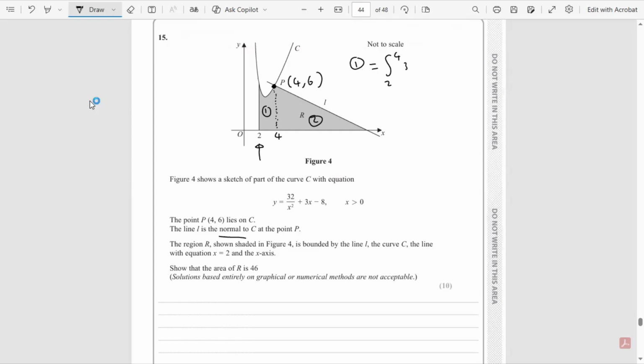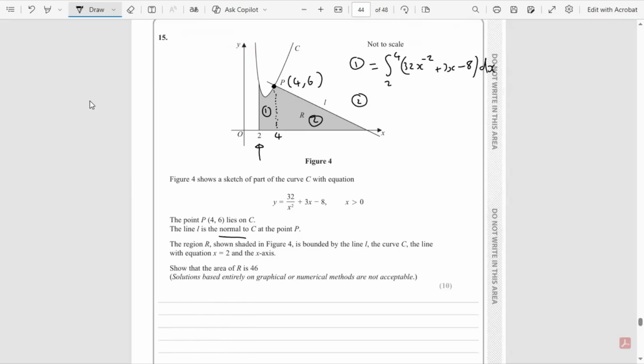So in other words, 32, and I'll write this down in index form. So x to the power of minus 2. And then you have 3x and then minus 8, of course, with respect to x. So that's the first area.